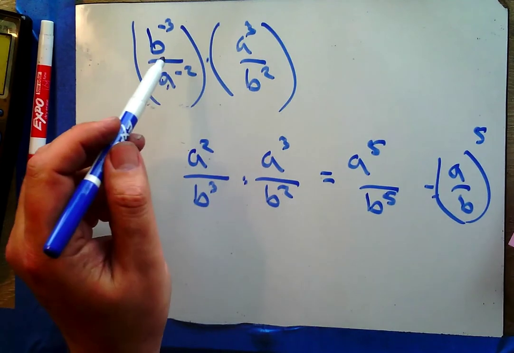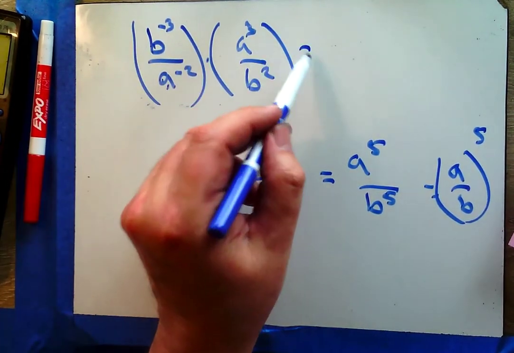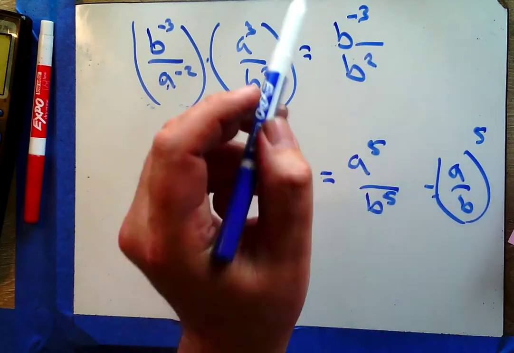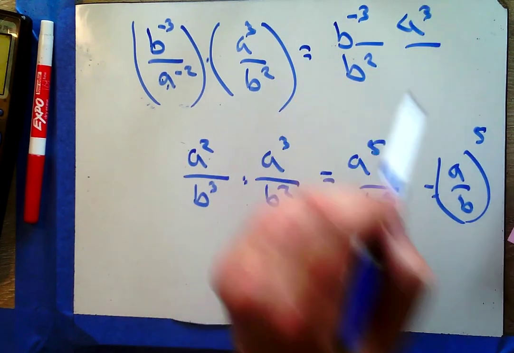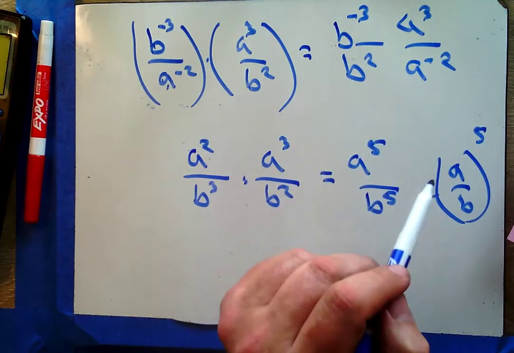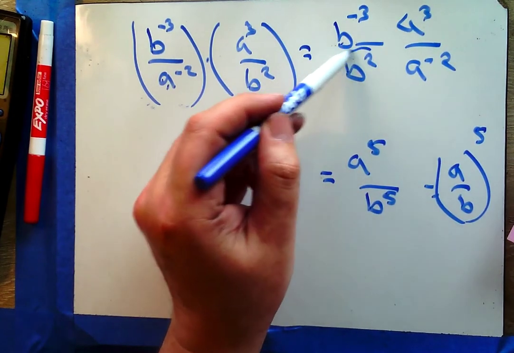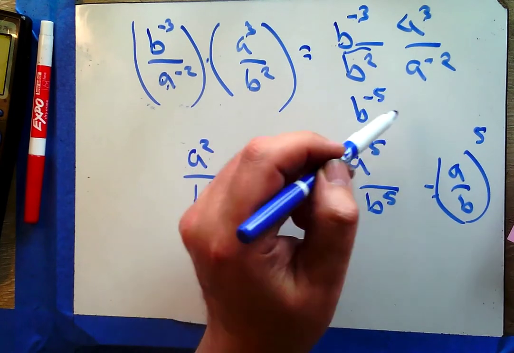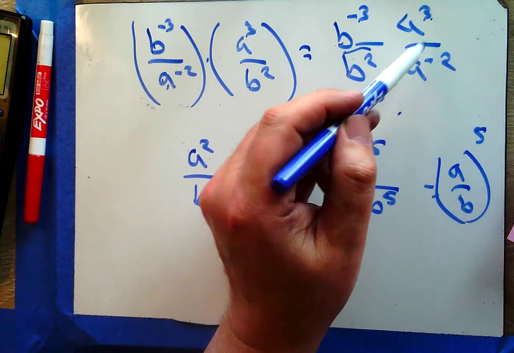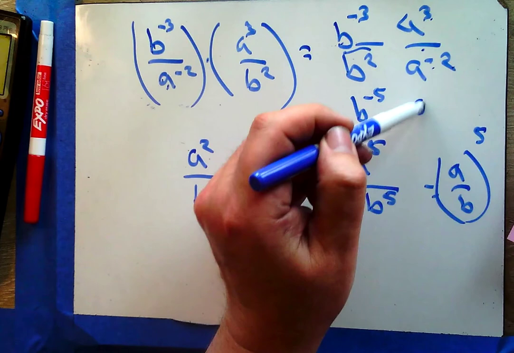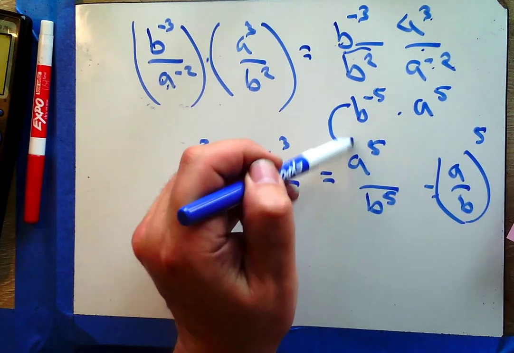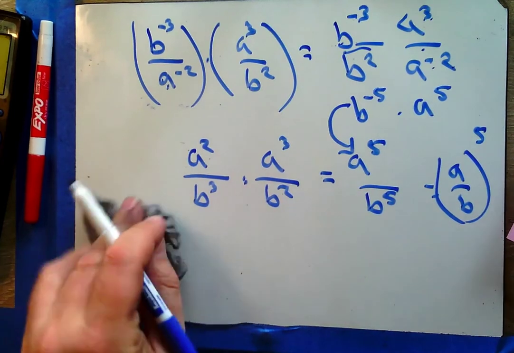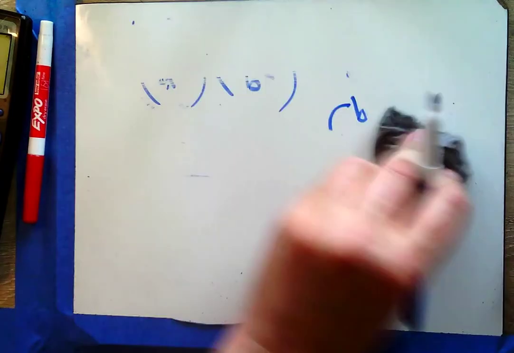I, though, usually think about this problem this way. b to the minus 3 over b squared and a to the 3 over a to the negative 2. And when the bases are the same and I'm dividing, I subtract. So this becomes b to the negative 5. And I have 3 minus negative 2, a to the 5, and that becomes that. That's probably how I would do that problem. But really, I just need you to simplify it. There's lots of ways to get there.